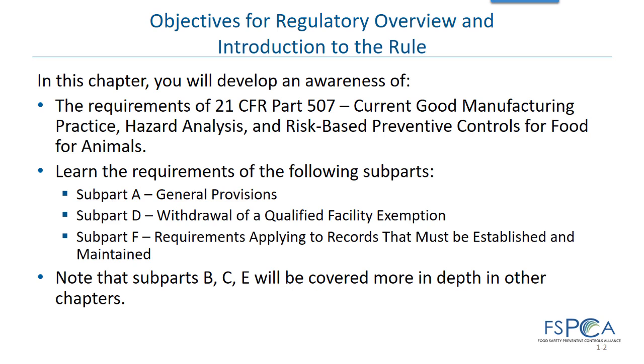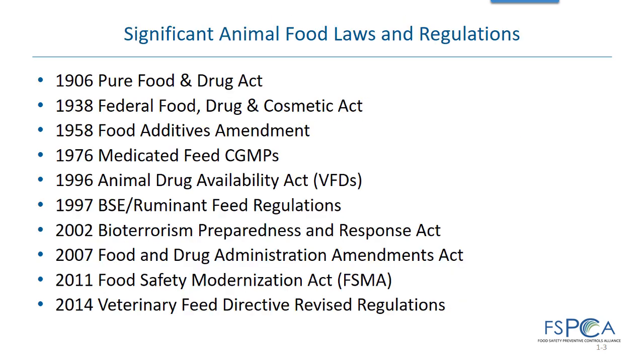Subparts B, C, and E are our other 3 subparts that cover most of how we develop a food safety plan and do that hazard analysis process. And those are going to be covered in chapters 2 through 10.